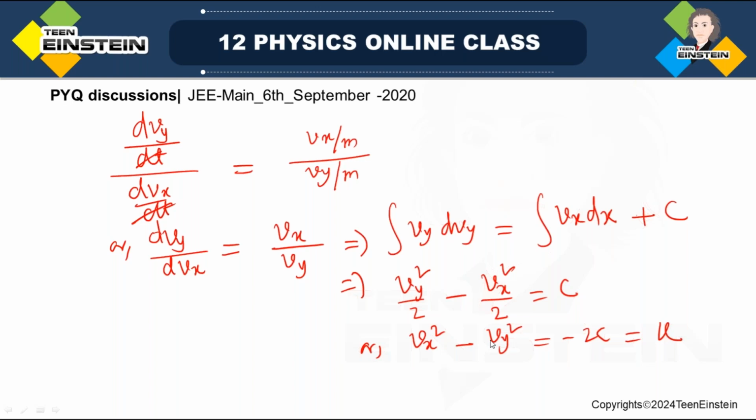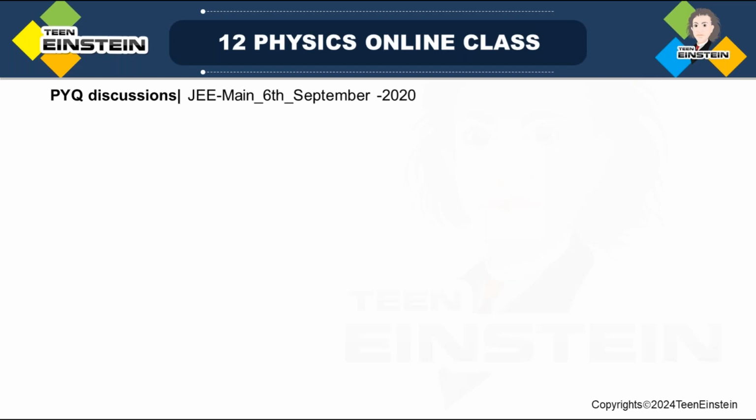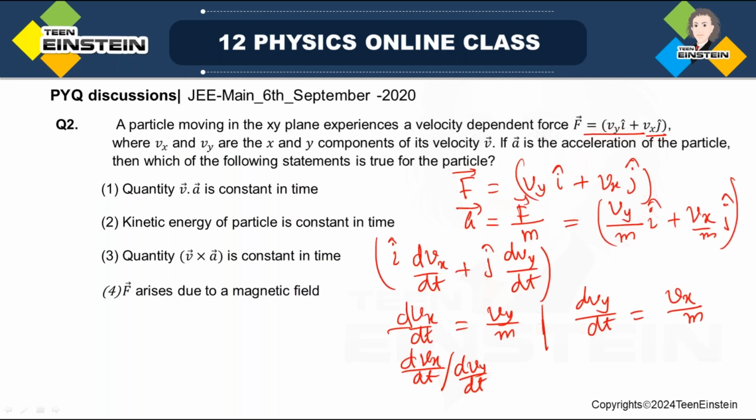Now we'll go for, okay, so I can just keep this, vx square minus vy square is equal to some constant c, let us say this, let me keep this. Now we'll go for checking v dot a. Okay, v dot a. v dot a is constant of time.